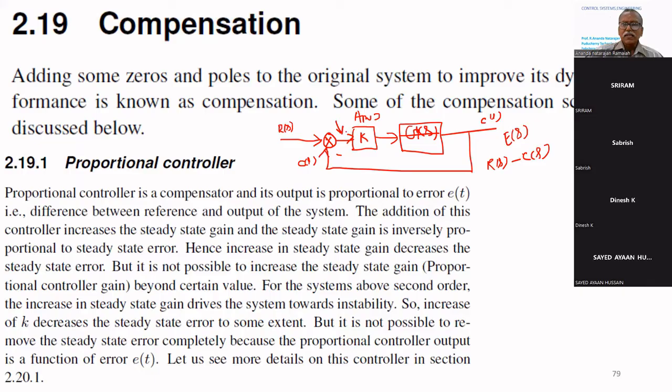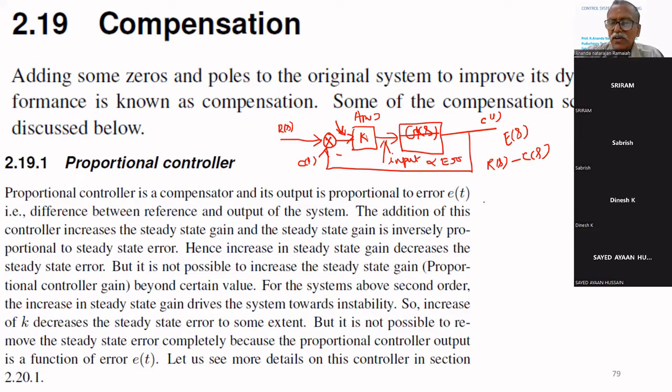So the error is given as input to this amplifier and it is amplified through this amplifier. In other words, the input to the system is the amplification of error, or the input to the system is proportional to error. That's why it is called a proportional control.